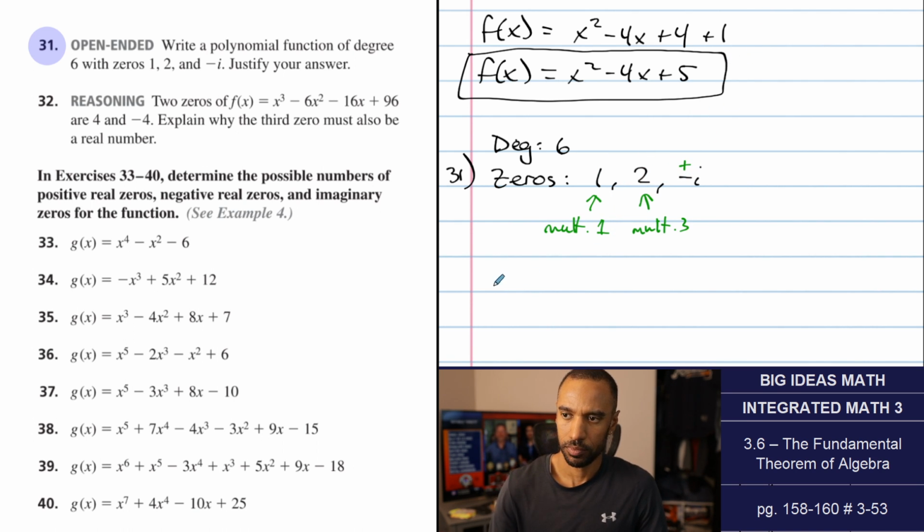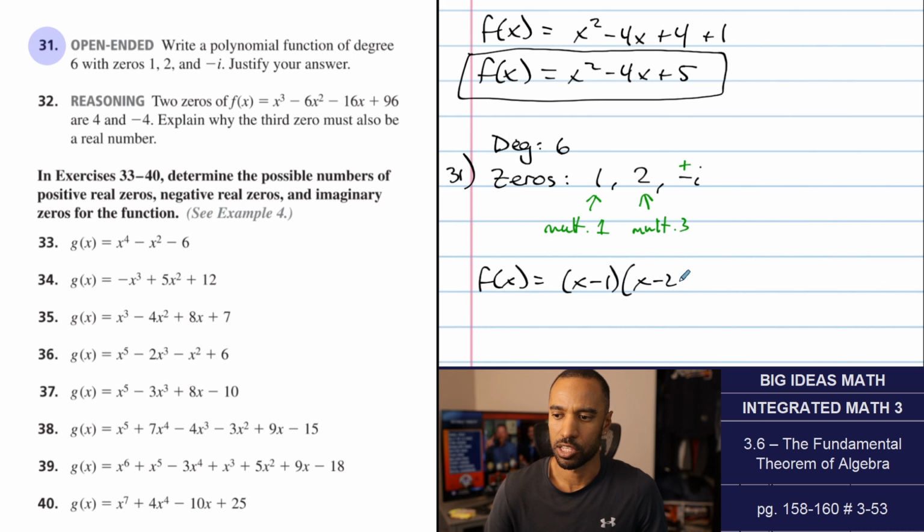Yes. So when written out in factored form, this will look like x minus 1 times x minus 2 cubed times x minus i and x plus i.